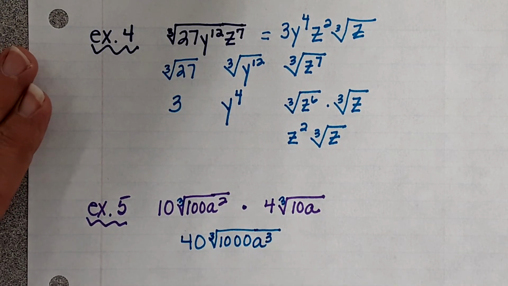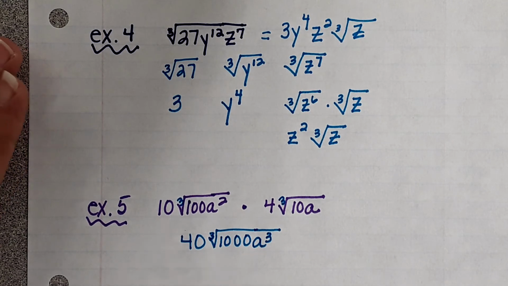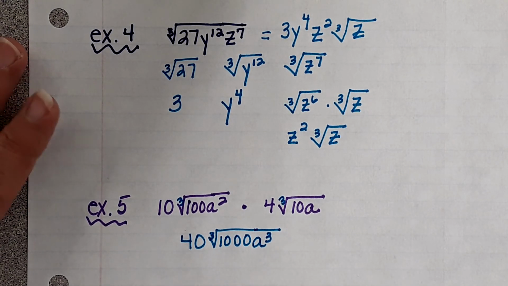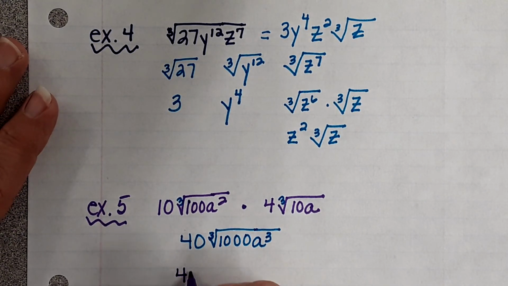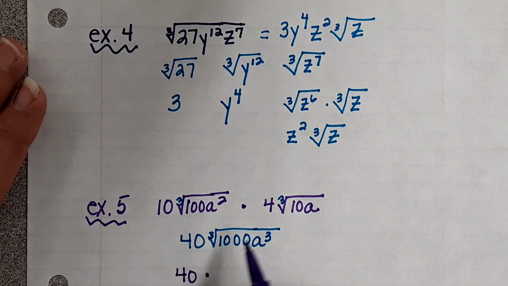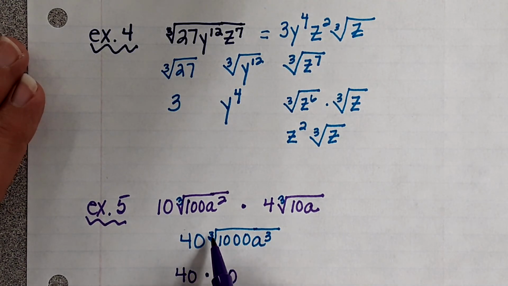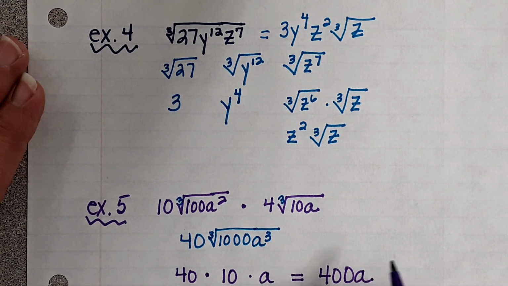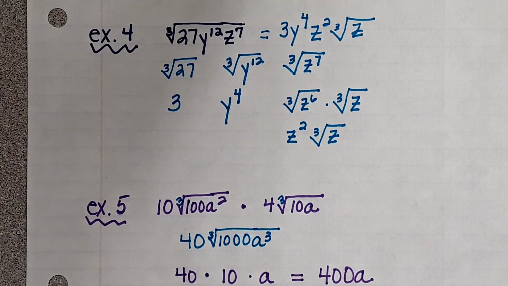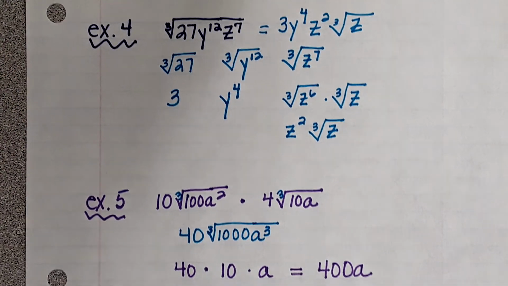So now what we need to do is determine if 1,000 is a perfect cube. So I have 40. The cube root of 1,000 is indeed 10, and that's on your power sheet. 3 divided by 3 is a. So my final answer is 400a. So that should be like problem 5 on your homework.